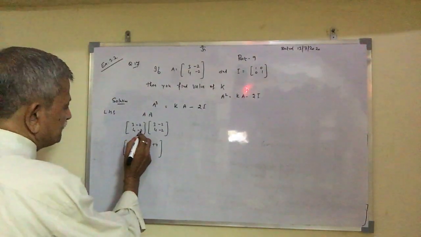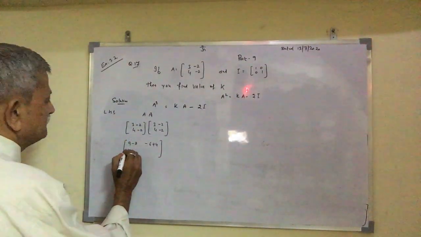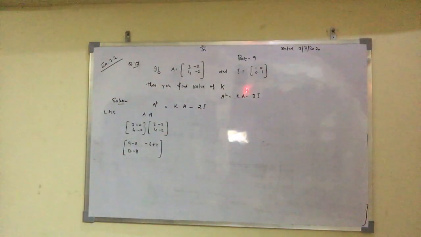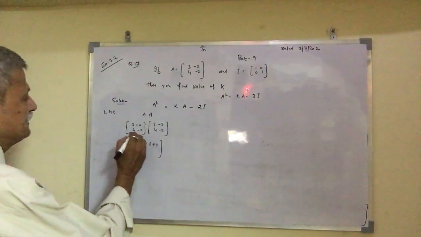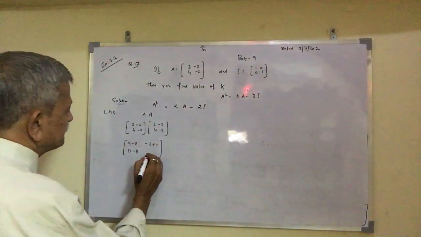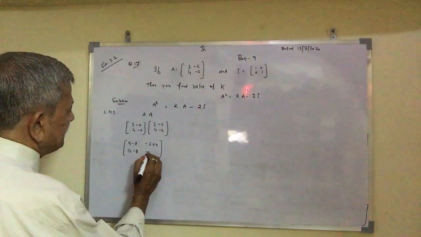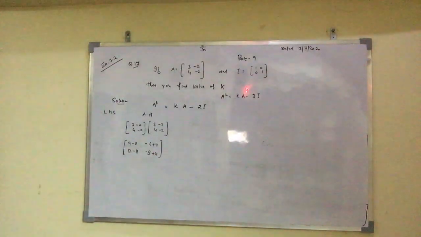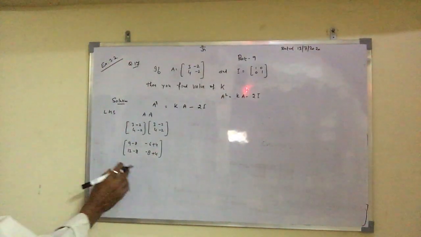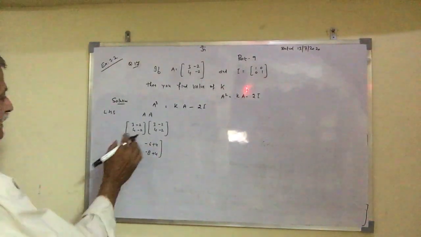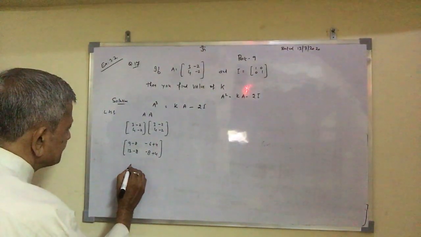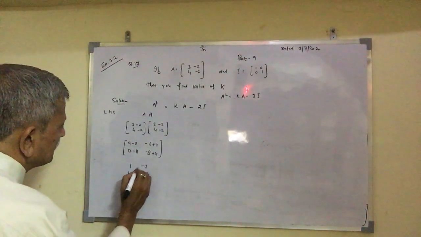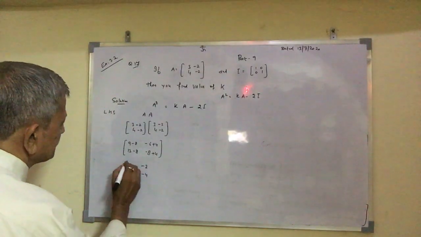Then second row with first column, so it will be 12 minus 8, and here second row with second column, so you have minus 8 plus 4. So by multiplying A into A, your value will come out, this is 1, this is minus 2, this is 4, and this is minus 4.